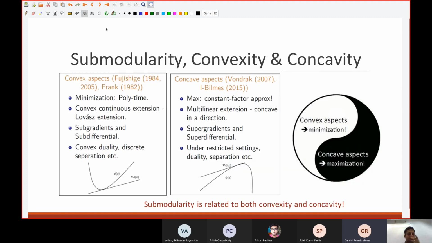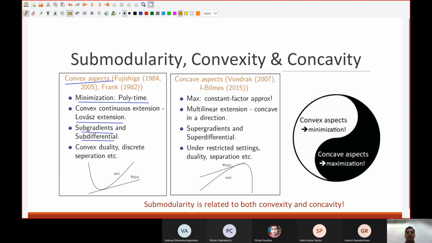This is like a summary. Convex aspects on the left-hand side, minimization has polynomial time algorithms. There are convex continuous extensions like Lovász extension. Notions of subgradients and subdifferentials. You remember this, right? Those are pretty evolved. There's also notion of convex duality, discrete separation, and so on.